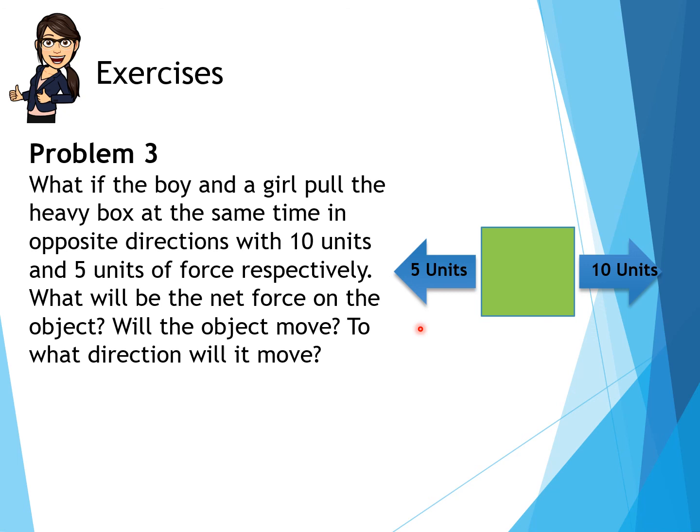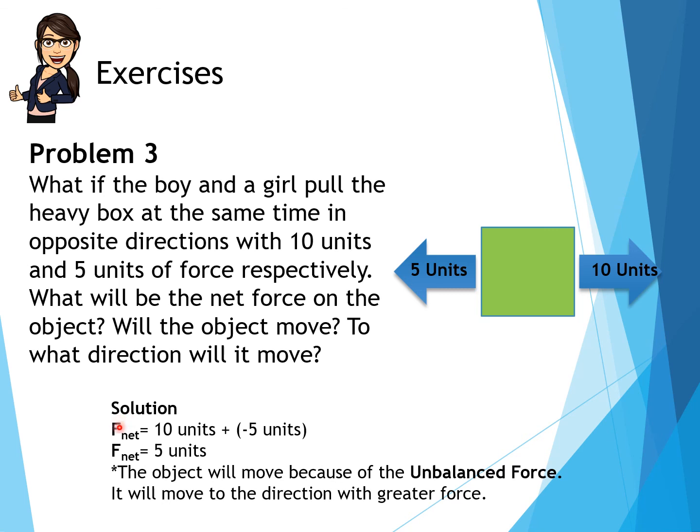Okay, let us have now our solution. Net force is equal to 10 units plus negative 5 units. As you can see again, we use different or unlike signs since the forces are acting in opposite directions. And the result, or unbalanced force, is equal to 5 units. This means that the object will move because of the unbalanced force. It will move to the direction with greater force. So it will move to this direction because 10 units is greater than 5 units.